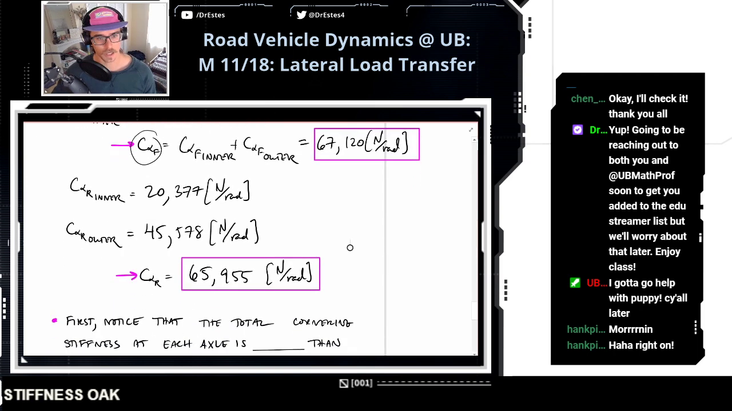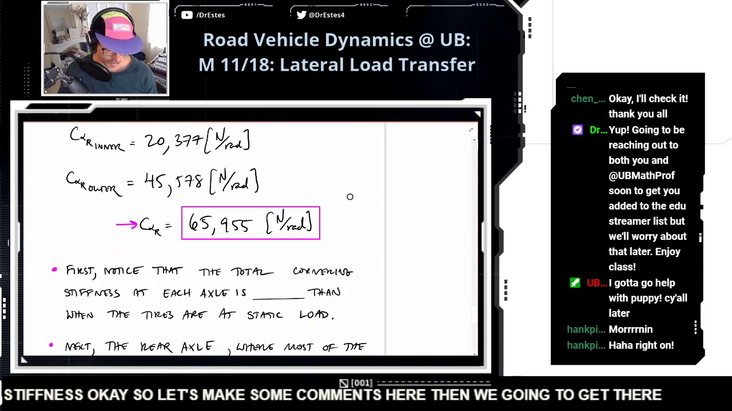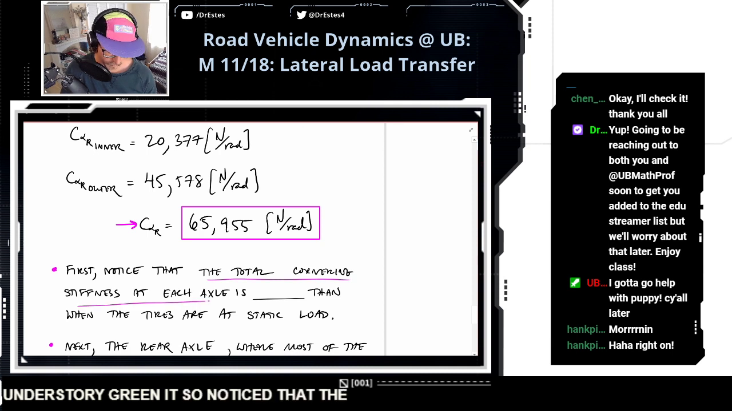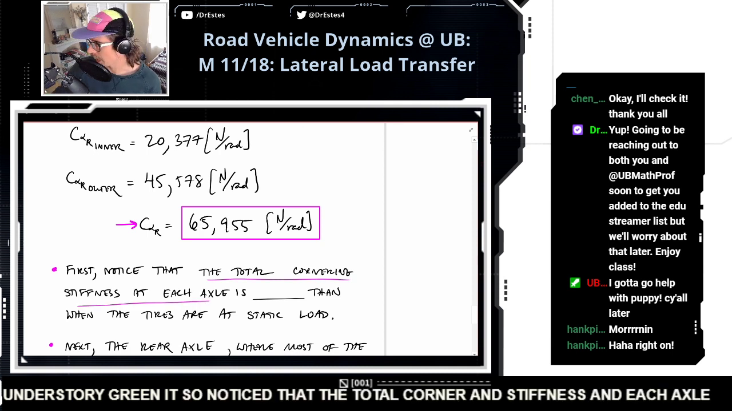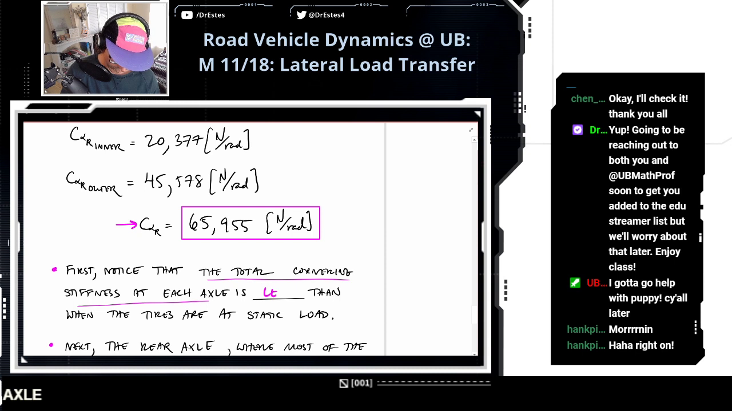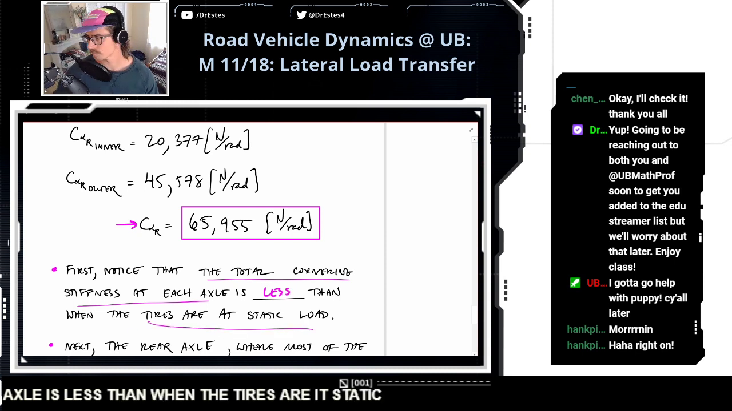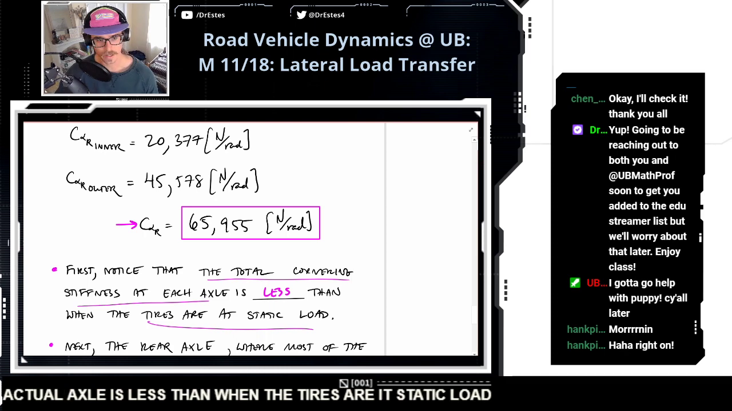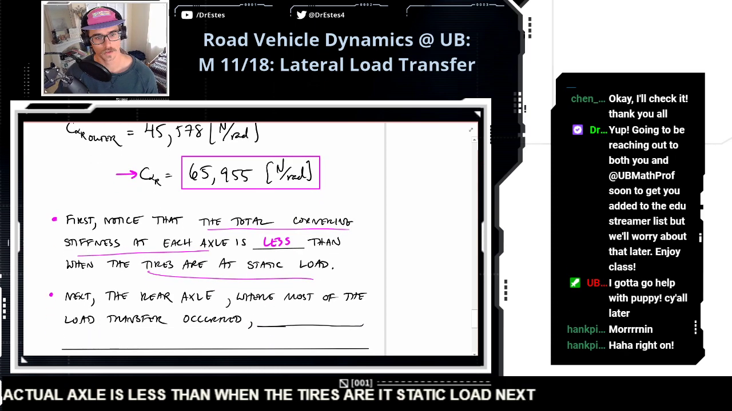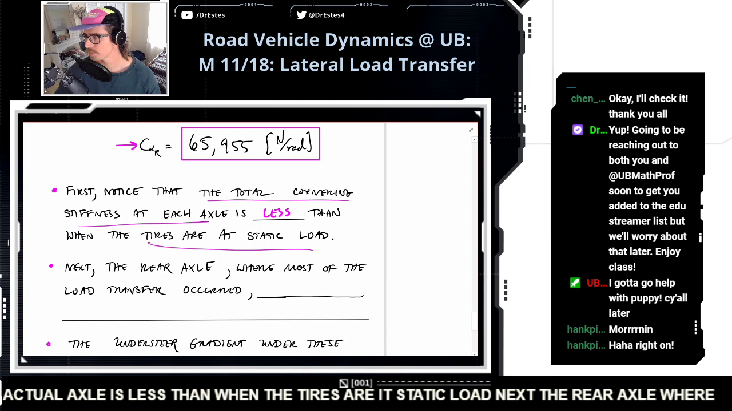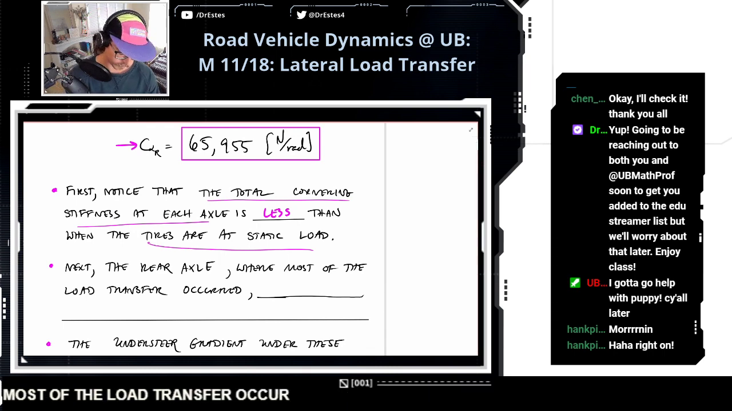Okay, so let's make some comments here, then we're going to get the understeer gradient. So notice that the total cornering stiffness at each axle is less than when the tires are at static load. Next, the rear axle where most of the load transfer occurred had a greater reduction of cornering stiffness.